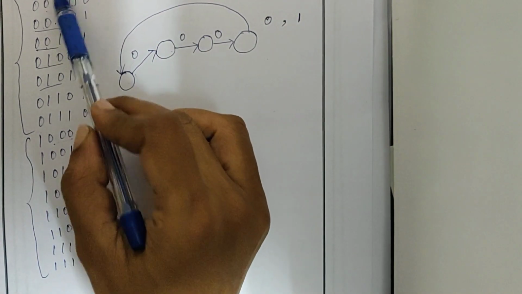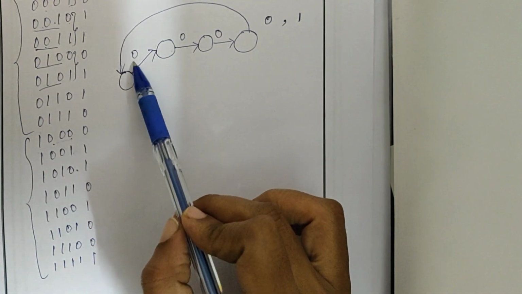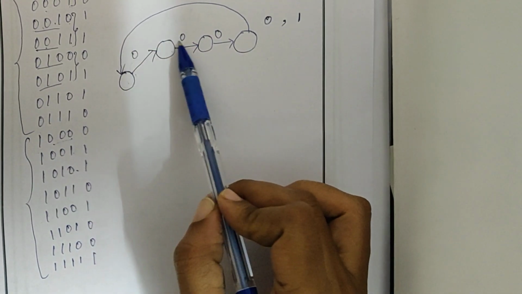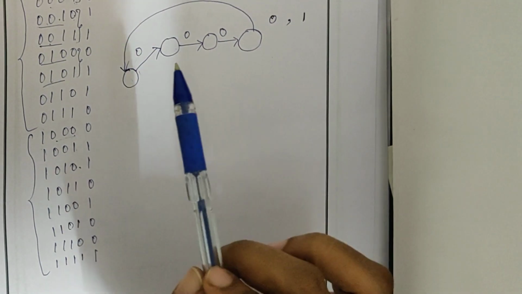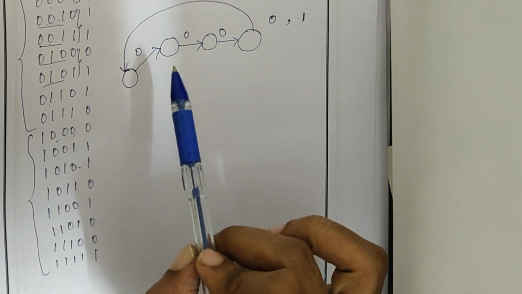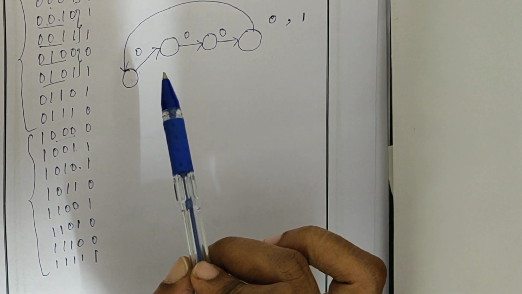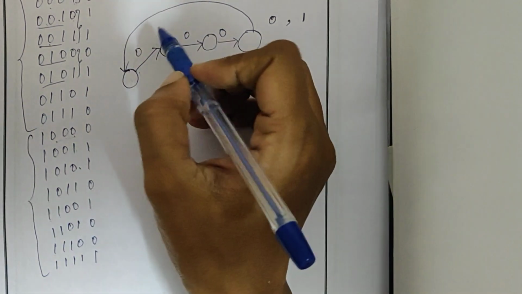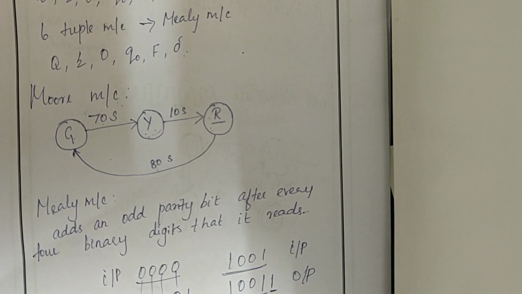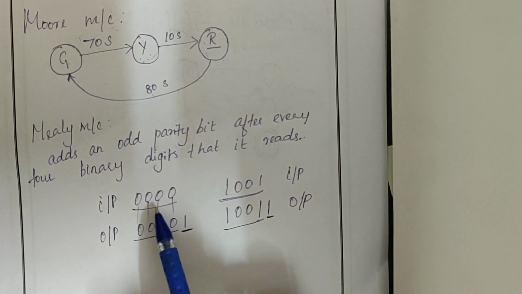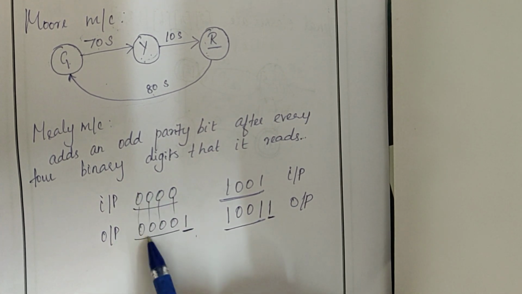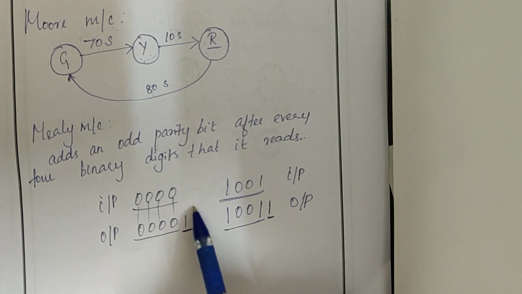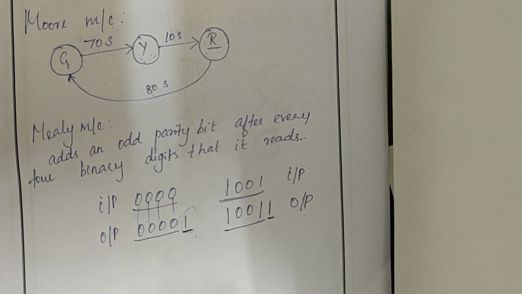Taking these 2 combinations, I have just made this. The first 3 bits are the same, the fourth bit can be either 0 or 1. Now I am learning my Mealy machine. As I said before, every state is associated with an output. And here also I told you the input will be a 4-bit number, the output will be a 5-bit number. How do I get this 5-bit output? The first 4 bits are the same as my input and the 5th bit is my parity generator bit.